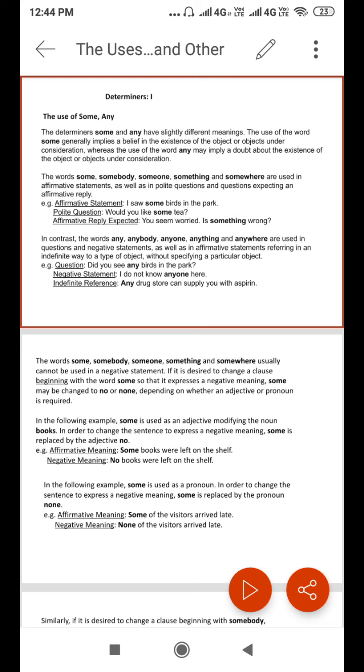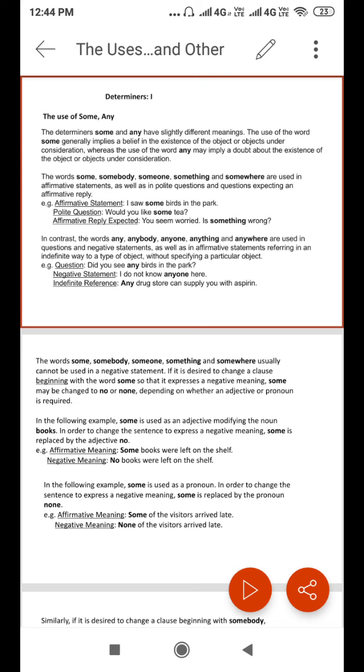Today we are going to talk on the topic determiner. We are going to talk about the use of some and any. The determiners some and any have slightly different meanings. The use of the word some generally implies a belief in the existence of the object or objects under consideration.